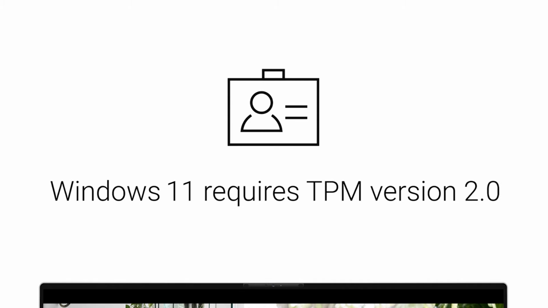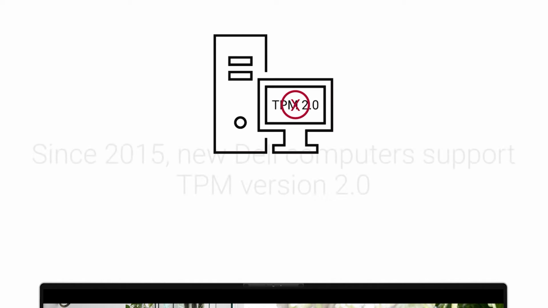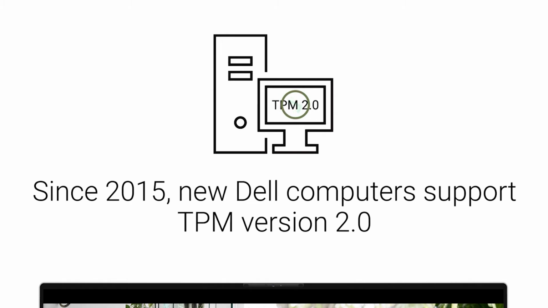Windows 11 requires TPM version 2.0 to function in your system. If your PC is not compatible with TPM 2.0, Windows 11 installation is not possible. Fortunately, since 2015, new Dell computers support TPM version 2.0.